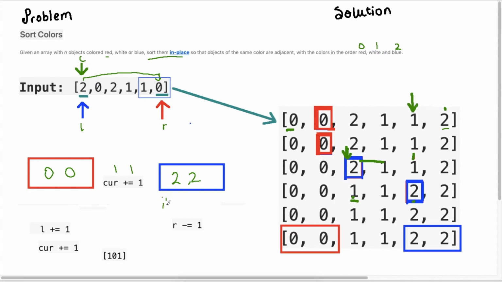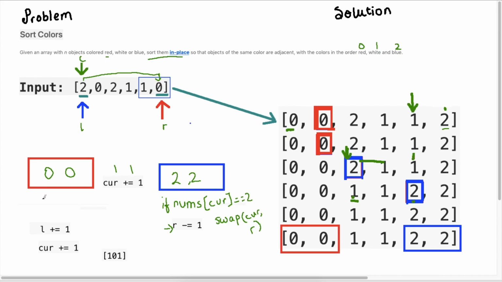So we want to say if nums at the index of cur is equal to 2, right? If this is the case, then we want to swap. We're going to swap our current position and our right, okay? And we're going to decrement the counter of right. So those are the steps that we need to take when we see this 2. And let's go ahead and look at the other cases.